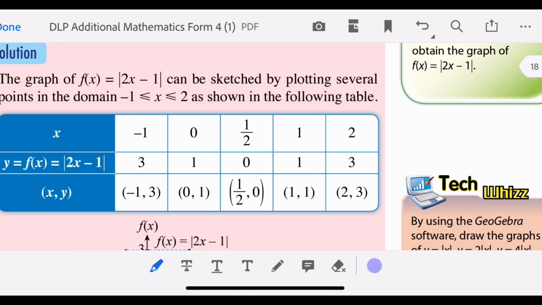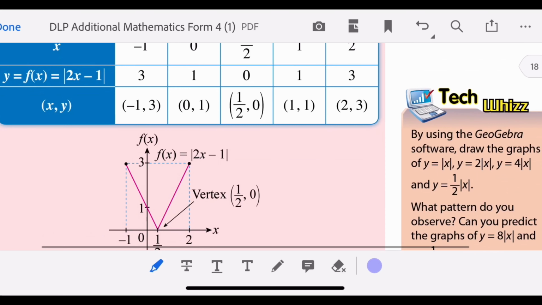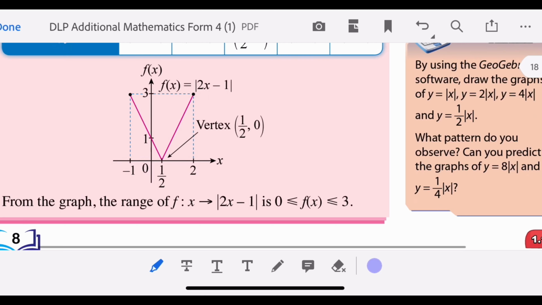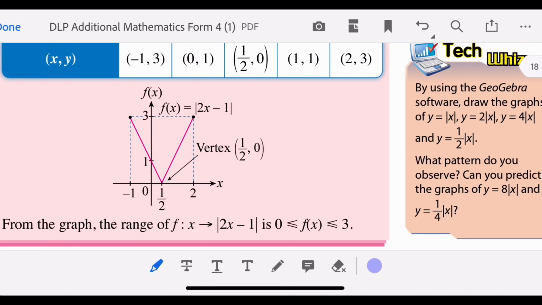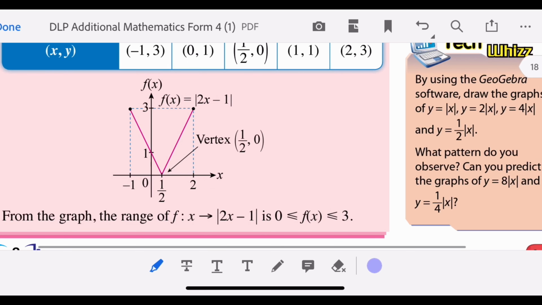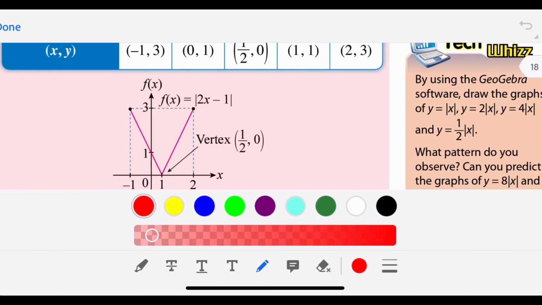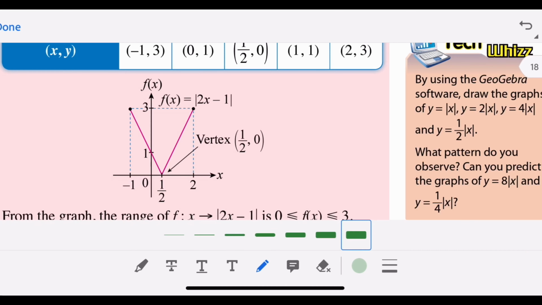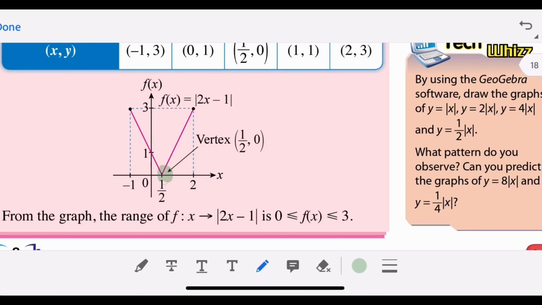The graph of f(x) = modulus of 2x - 1 can be sketched by plotting the table first. You substitute the x values, find all the points, then sketch the graph, and the graph will be a V shape, with one vertex. For this one, the vertex is actually the x-intercept, which is (1/2, 0). So for the absolute value graph, you will get a V-shaped graph.